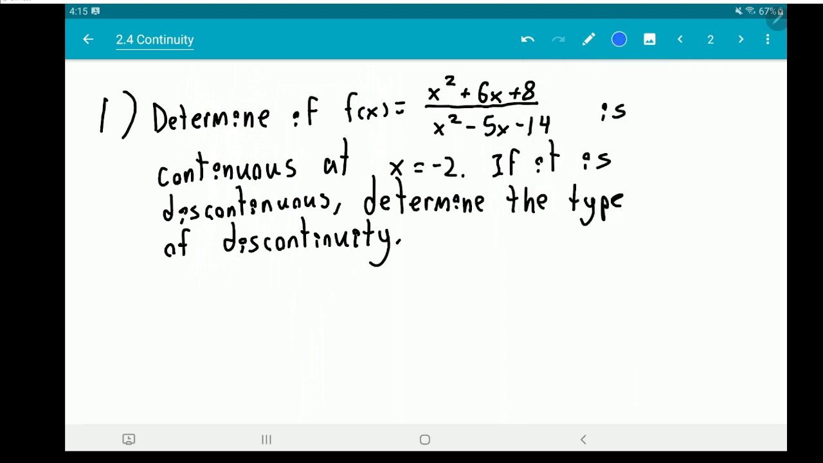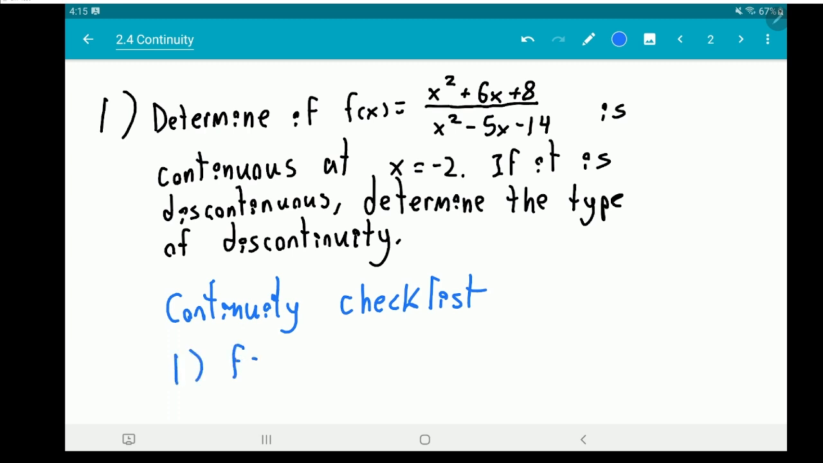So here we're going to use our continuity checklist. We'll go through, and we'll try to see what's going on. So first, can I plug in -2? Let's see what happens. So I get -2 squared. Let's be very careful and put that in parentheses.